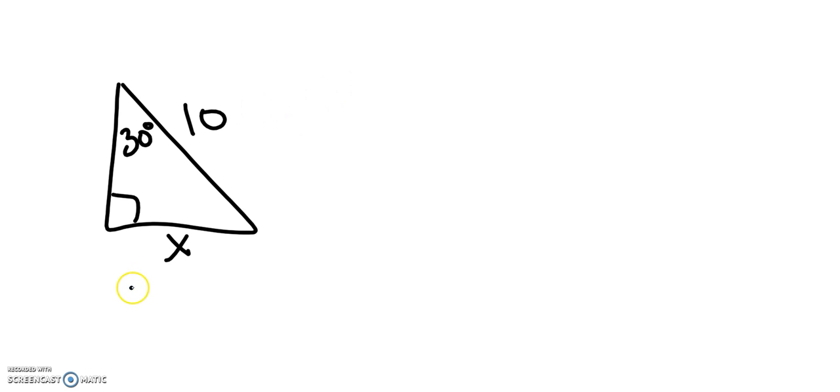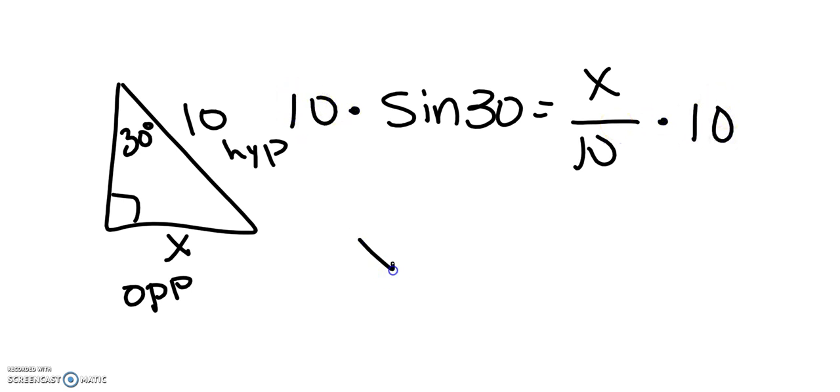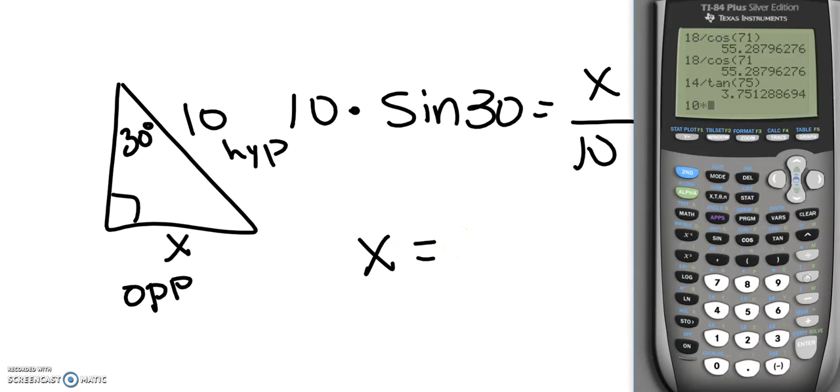So in this problem, I have opposite. I have hypotenuse. Sine of 30 equals x over 10. In a problem where x is in the numerator, the problem's much simpler. All you have to do is multiply the denominator to both sides. And 10 times sine of 30 is simply 5. That worked out nicely.